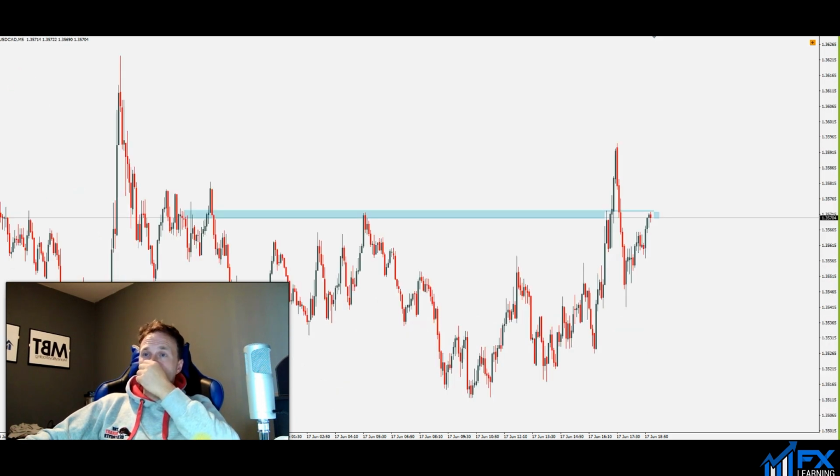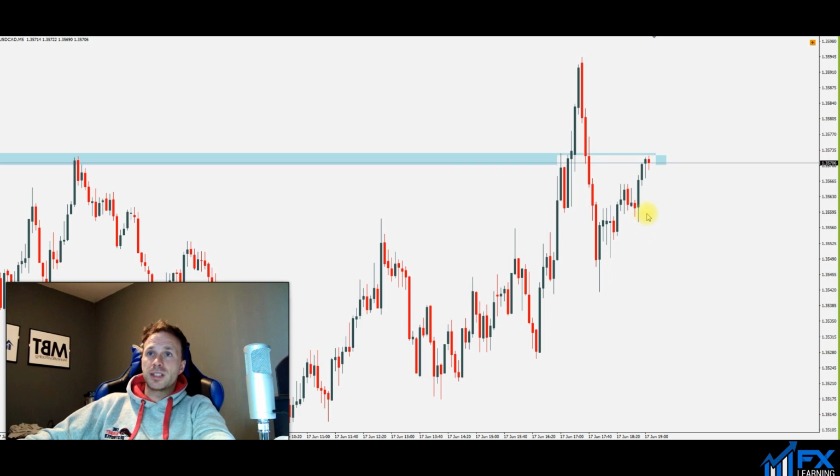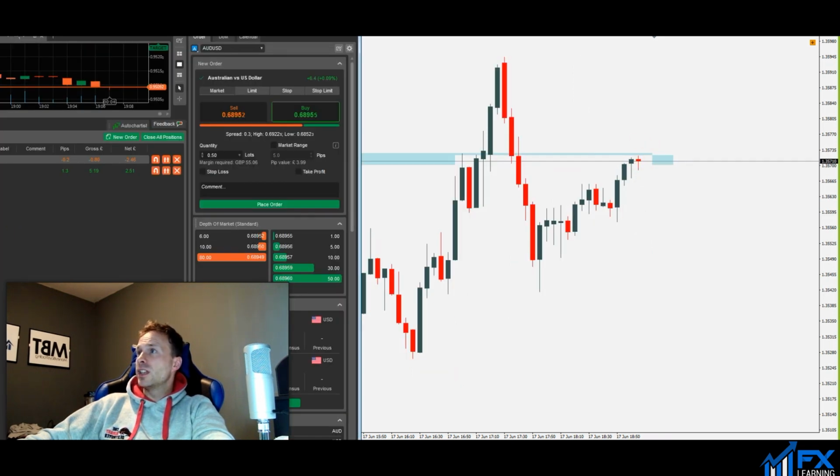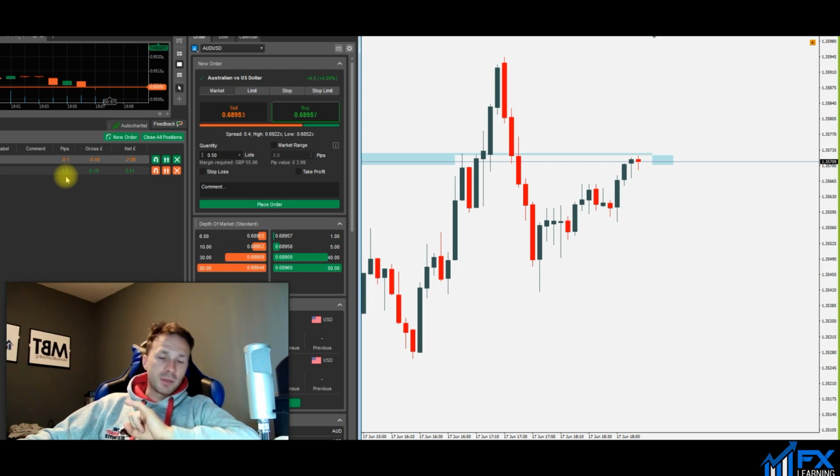USD CAD, again, that nice little sell opportunity there. You can see our price is starting to come down, which is good because it means obviously AUD USD is going to start going into the money. Euro USD is now 1.3 pips in the money, which is good.